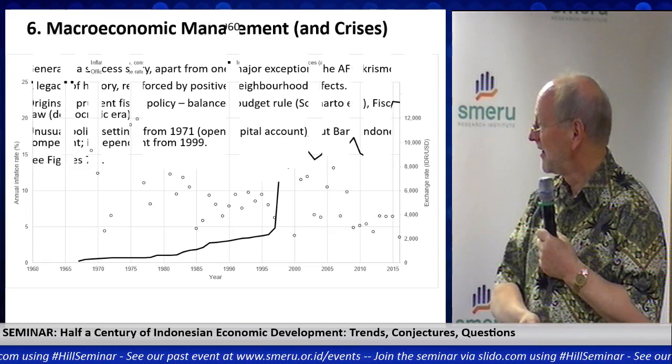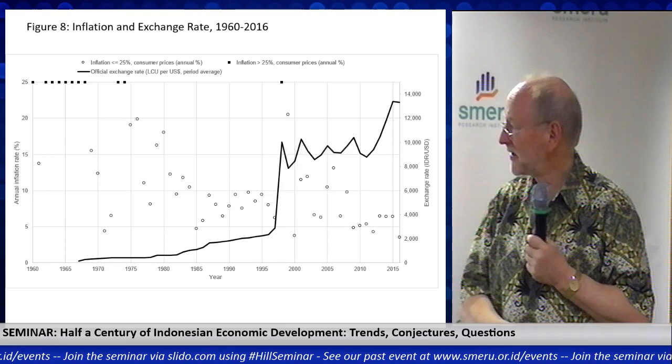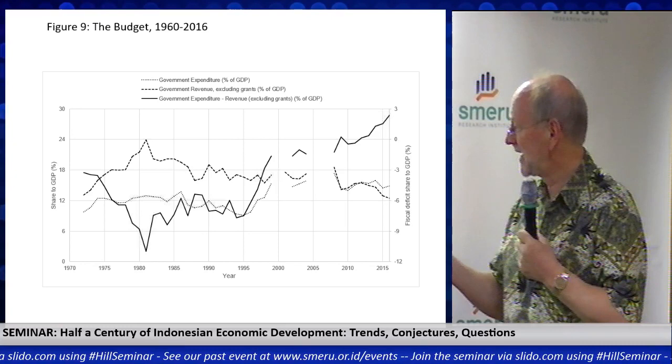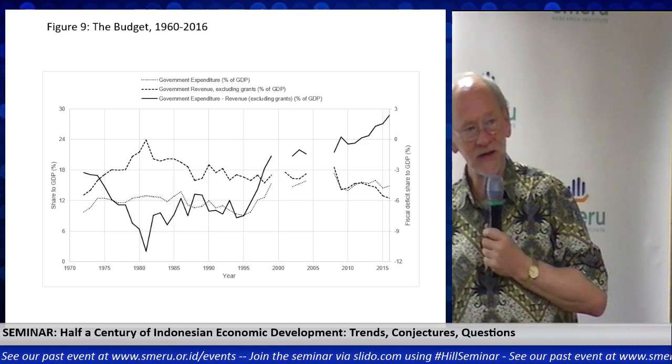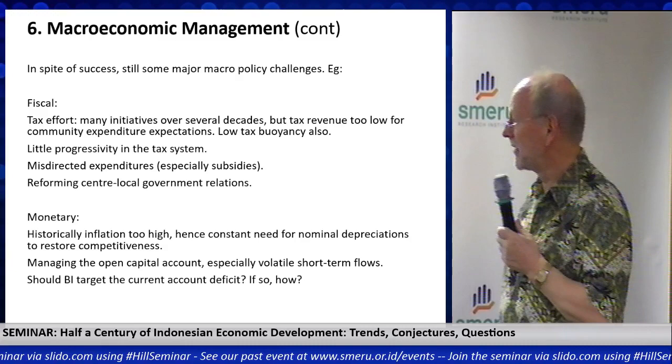And so this is the general macro story of generally low inflation, not always low enough, and that's been one of the challenges. And this is a fiscal story again, fairly moderate fiscal deficits in the Suharto era because of the balanced budget rule, in the democratic era because of the 2003 fiscal law. So fairly good fiscal policy in aggregate. But still, the macro picture's good.